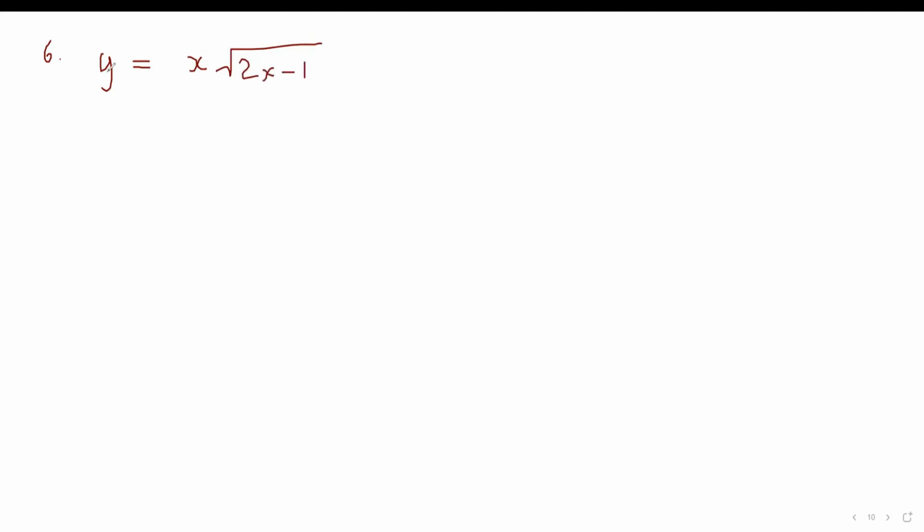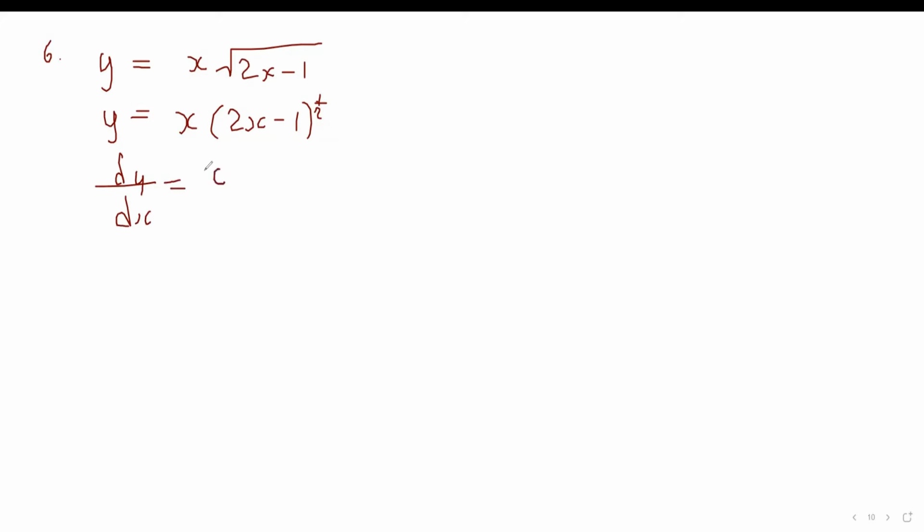No issues there so far. If this is y, first thing I'm going to do is rewrite y in a form that looks better to me. It looks better if I had seen this as x times in bracket 2x minus 1 raised to the half power. So now I could say that dy by dx is equal to, I'm going to use product rule.